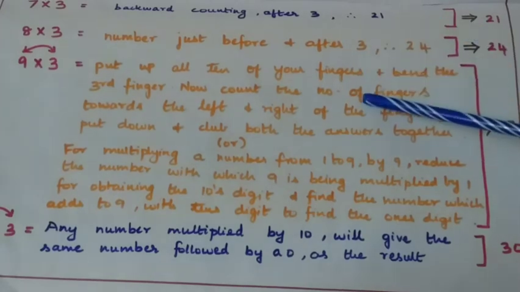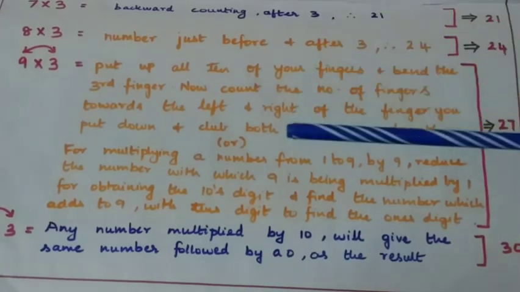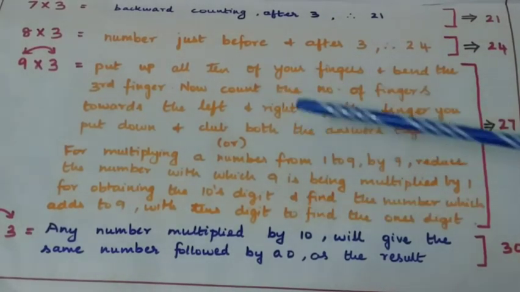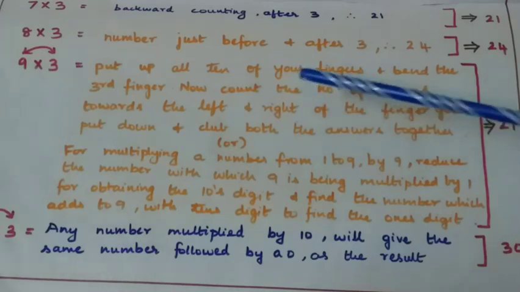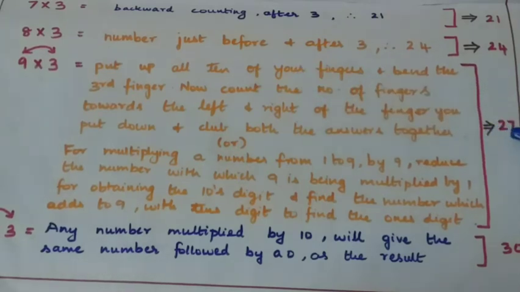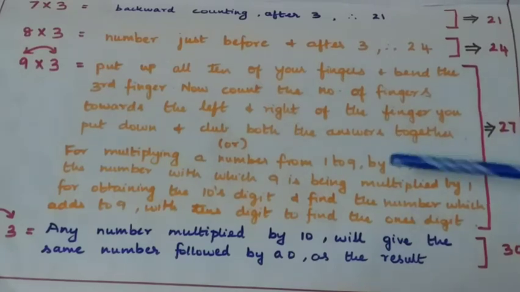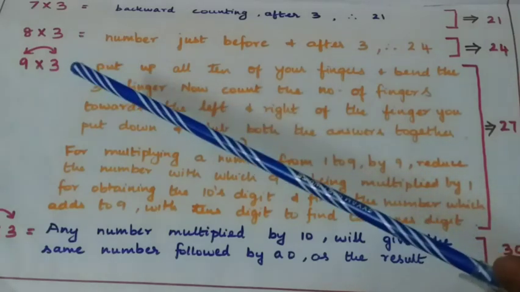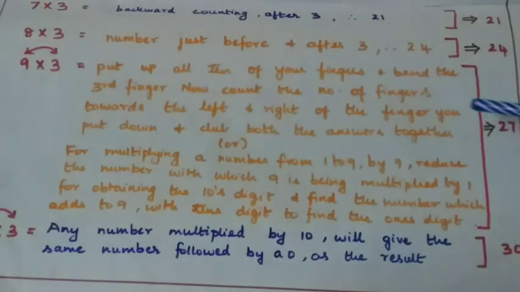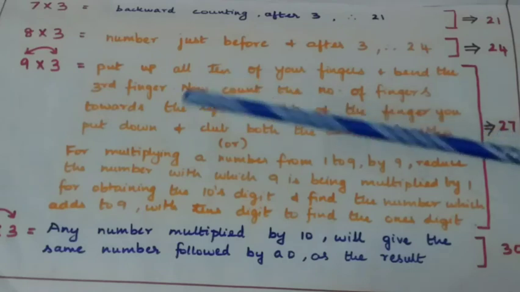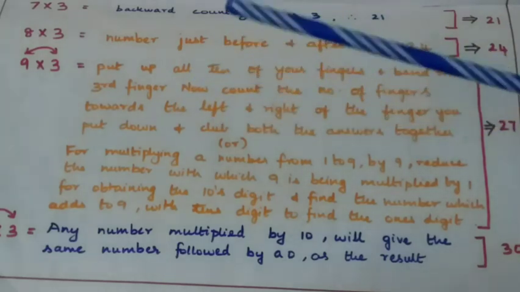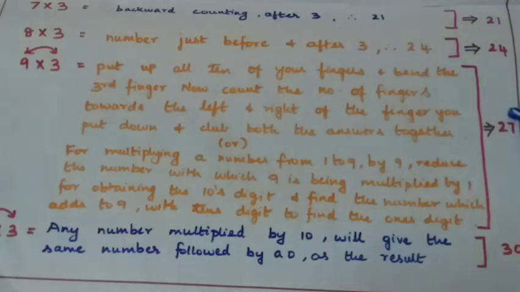So if you use the first trick, you need to bend your third finger. You bend your third finger, you will have 2 fingers before your third finger, so you write 2, and you will have 7 fingers after your third finger, so the result is 27. When you are using the second trick, you need to reduce 3 by 1. So the first digit is 2, and 2 plus what gives 9? When you take away 2 from 9, it is 7. So 7 is going to come in the ones digit, so the result is 27.